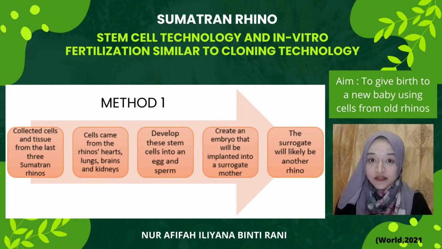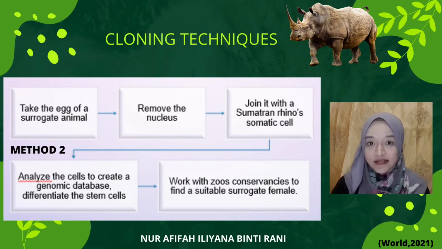The first is to develop these stem cells into an egg and sperm to create an embryo that will be implanted into a surrogate mother. The surrogate will likely be another rhino, either a Sumatran rhino from another country or another species. The second method is to take the egg of a surrogate animal, remove the nucleus, and join it with a Sumatran rhino somatic cell. They need to analyze the cells to create a genomic database, differentiate the stem cells, and work with zoos to find a suitable surrogate female.